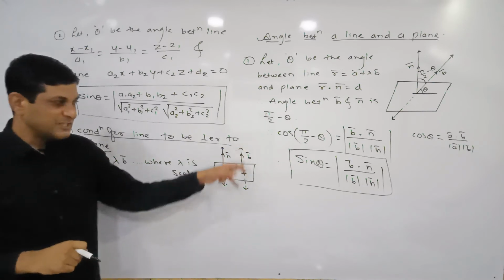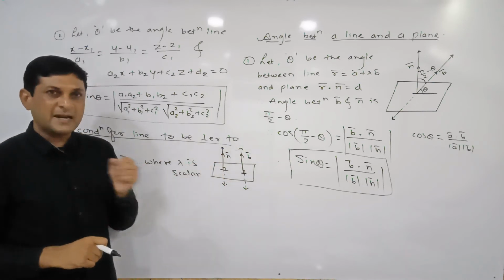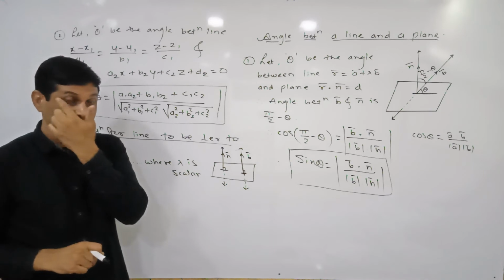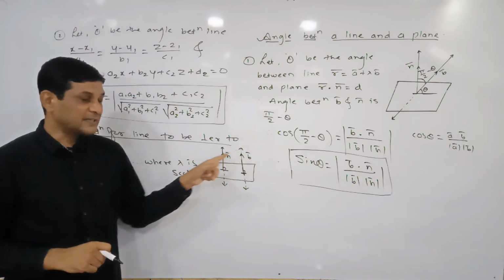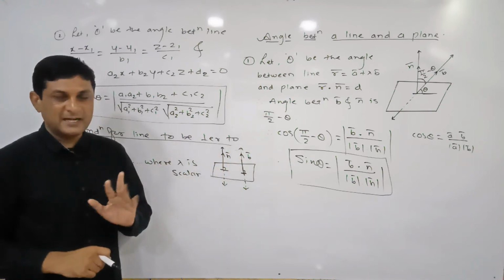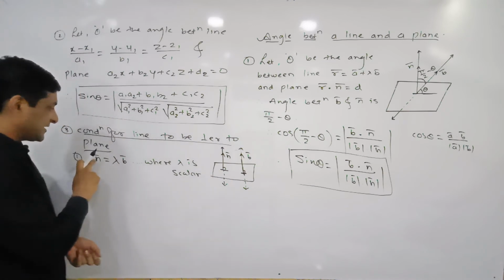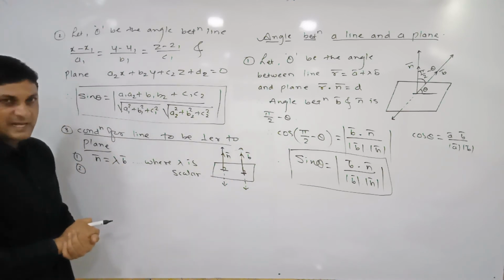So if the line is perpendicular to the plane, it is parallel to the normal, and if these two lines are parallel, the vectors along the lines are also what? Parallel, and if two vectors are parallel, one vector will be expressed as a scalar multiple of the other vector.